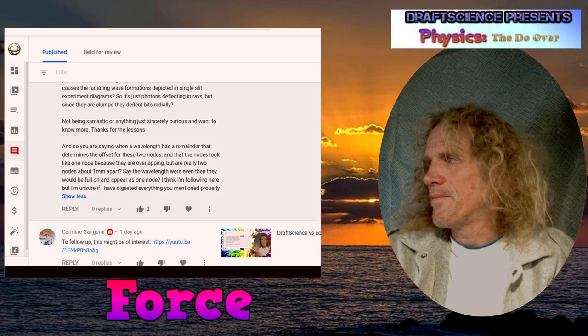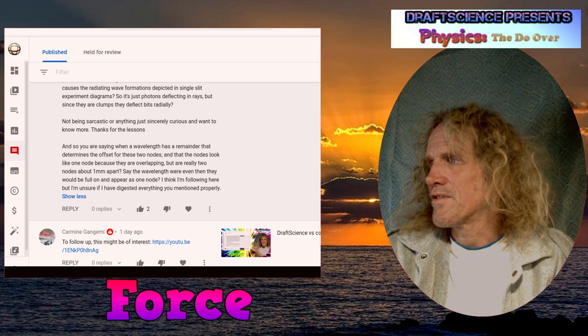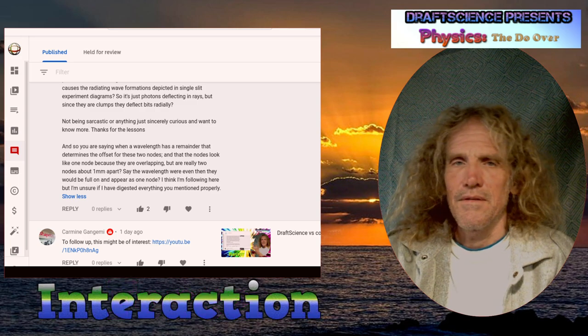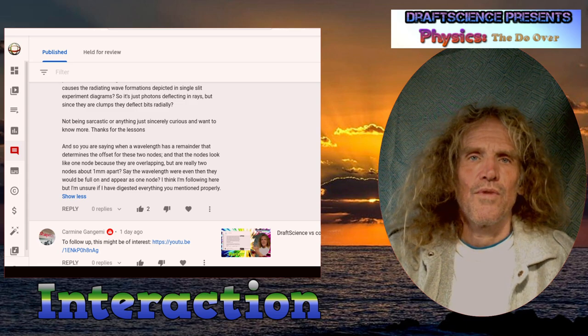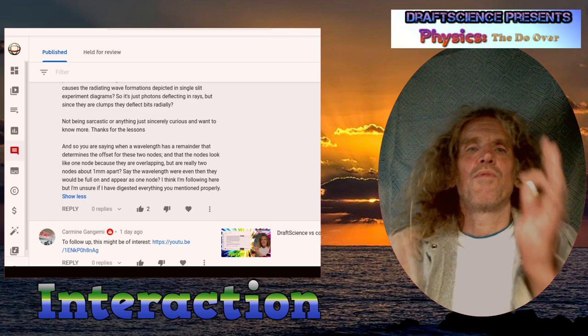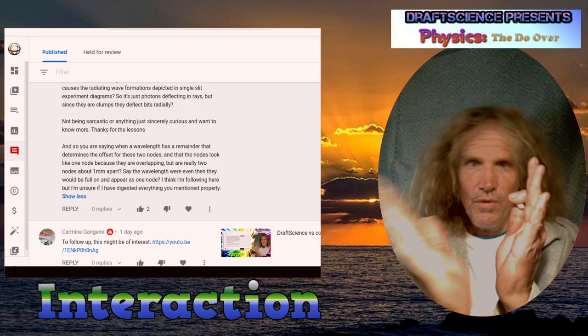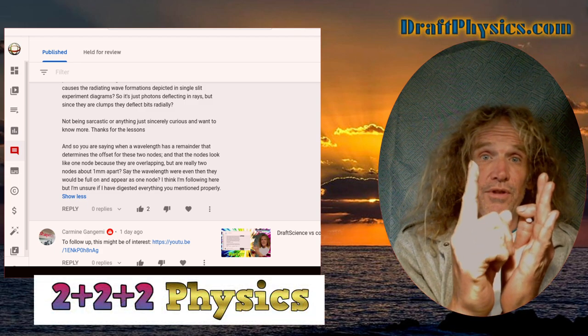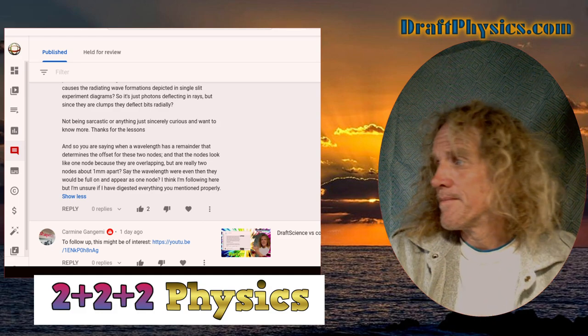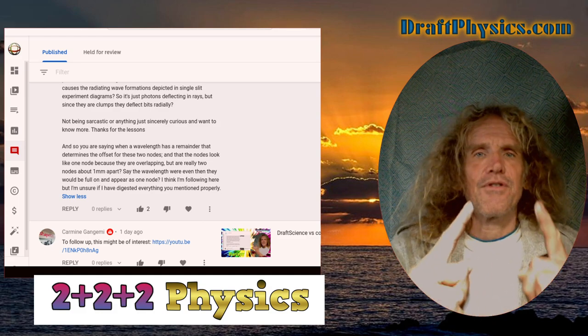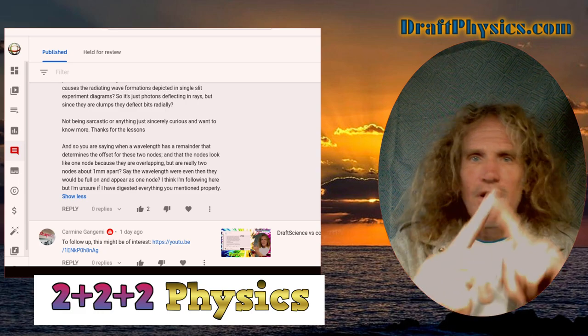All right. Has a remainder that determines the offset for those two nodes. No. So what it determines is where the pattern starts, what it starts with, whether it starts with an off or it starts with an on. That's what it's going to determine, the real pattern. The two vectors going towards the middle are fake.